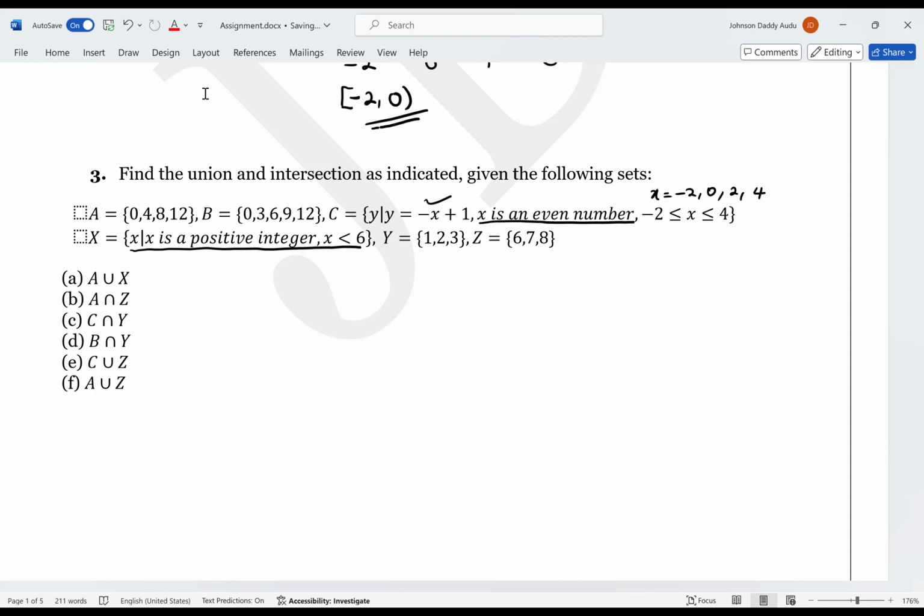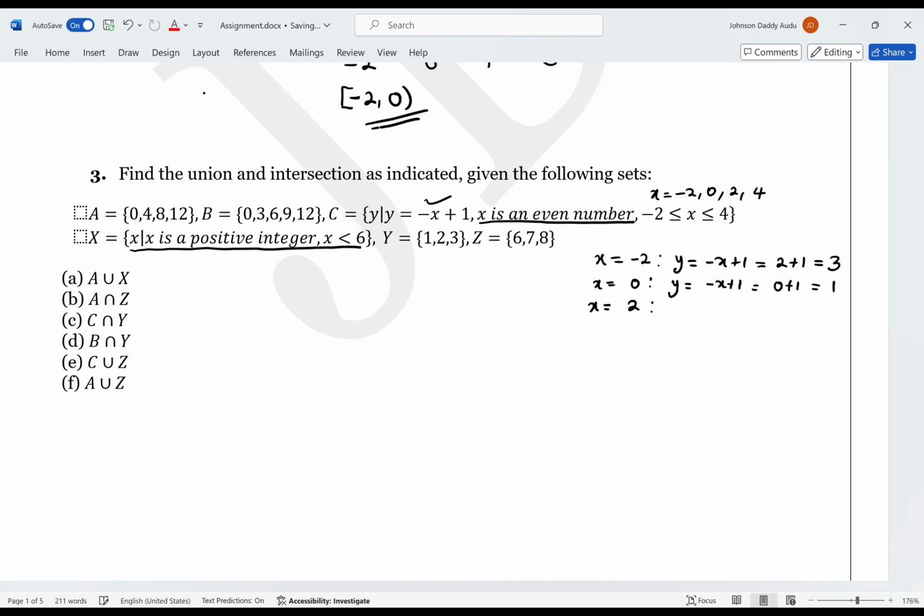So it means that if X, for example, if X is -2, remember what is Y? Y is minus X plus 1. So this means that you will have 2 plus 1. So which is going to be what? 3. So if X is 0, Y is going to be minus X plus 1. So if you add X to be 0, so you have what? It means it's still going to be 0 plus 1, which is 1.